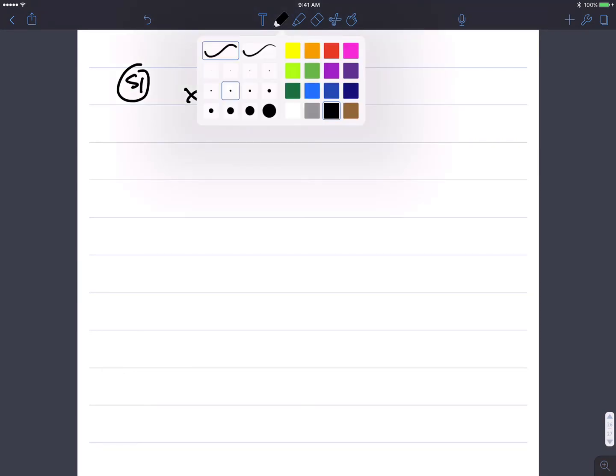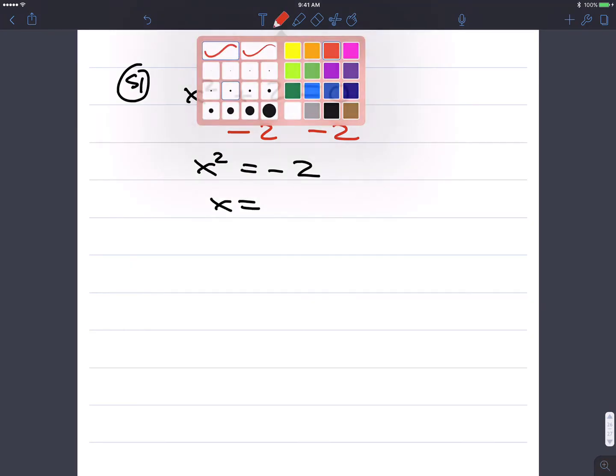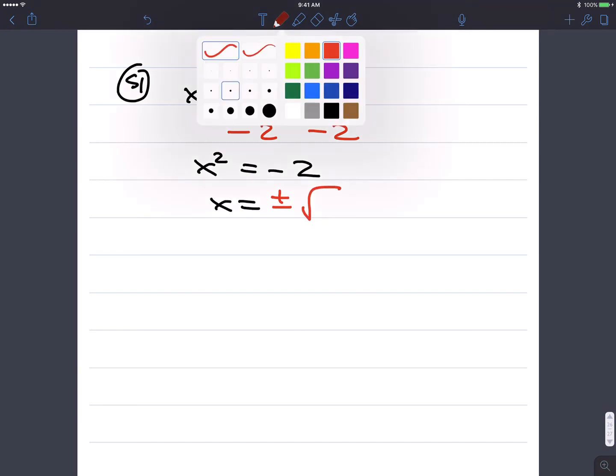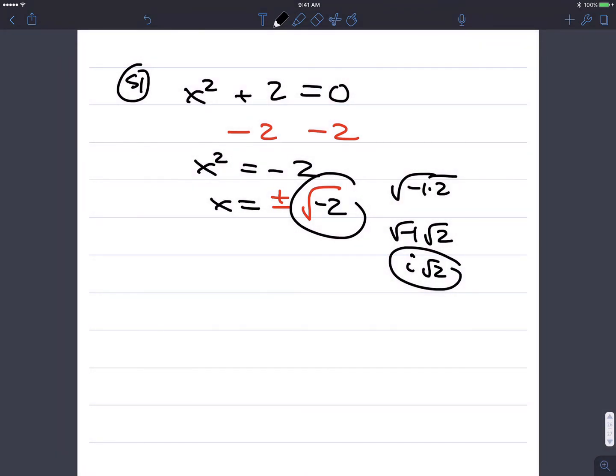X squared plus 2 is 0. Subtract 2 from both sides. X squared is negative 2. X will be plus or minus the square root of negative 2. The square root of negative 2 is the square root of negative 1 times 2, which is the square root of negative 1 times the square root of 2, that is, i times the square root of 2. We write this as the square root of 2i. So, x is plus or minus the square root of 2i.